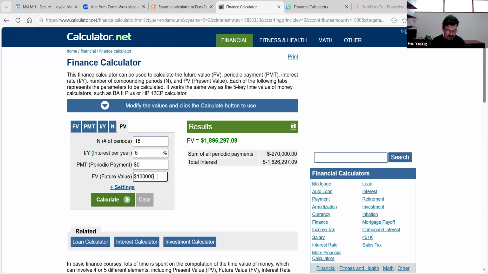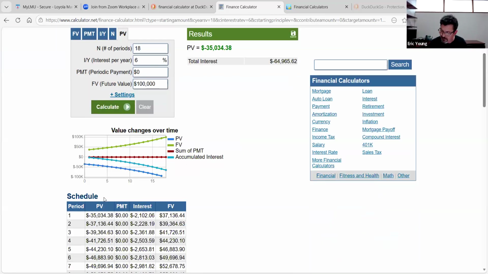So what are these numbers telling us? We're telling the software, hey, software, listen, how much money do I have to set aside today so that I can have $100,000 in 18 years if my money can grow at 6%? Another way of phrasing that is, hey, software, I want $100,000 in 18 years and I can earn 6%. What's the present value of that today? We hit calculate, and there's our answer.